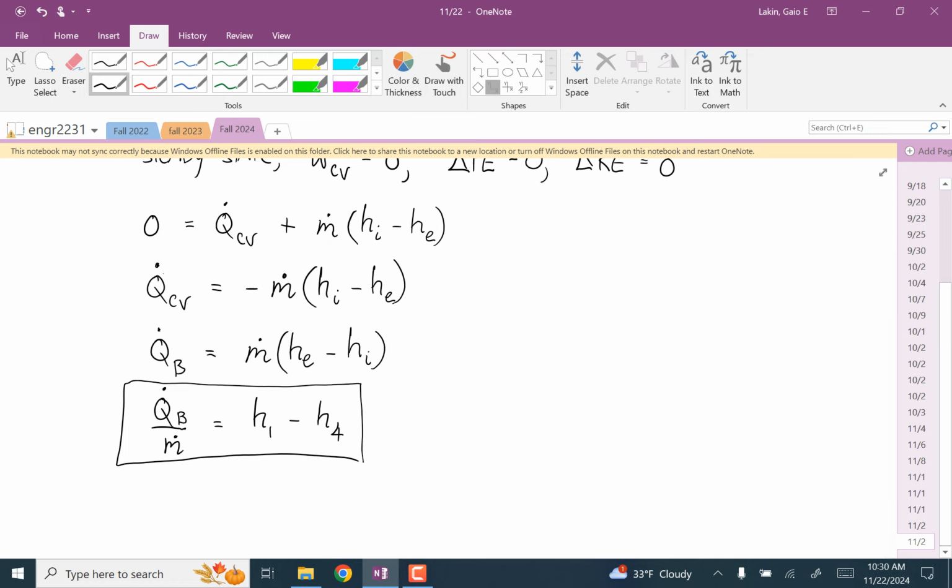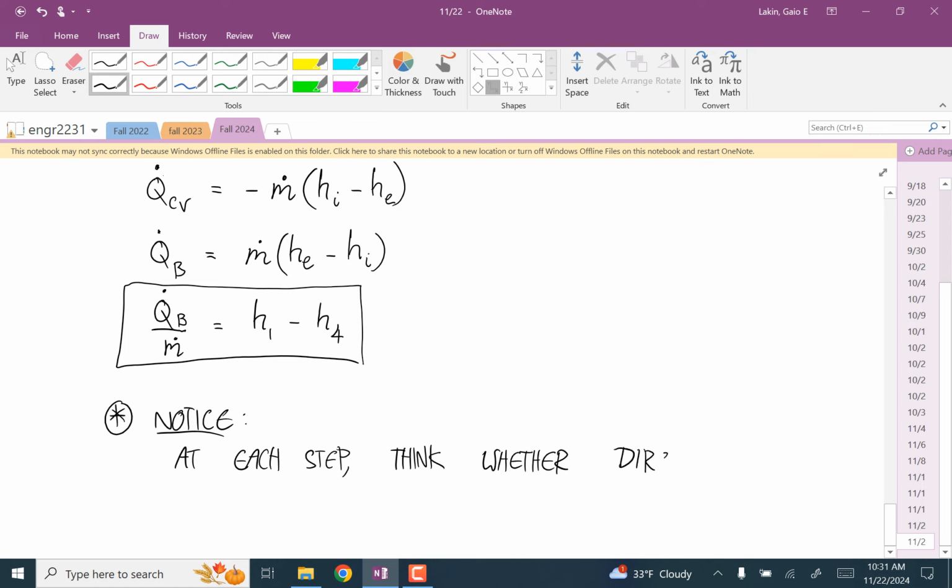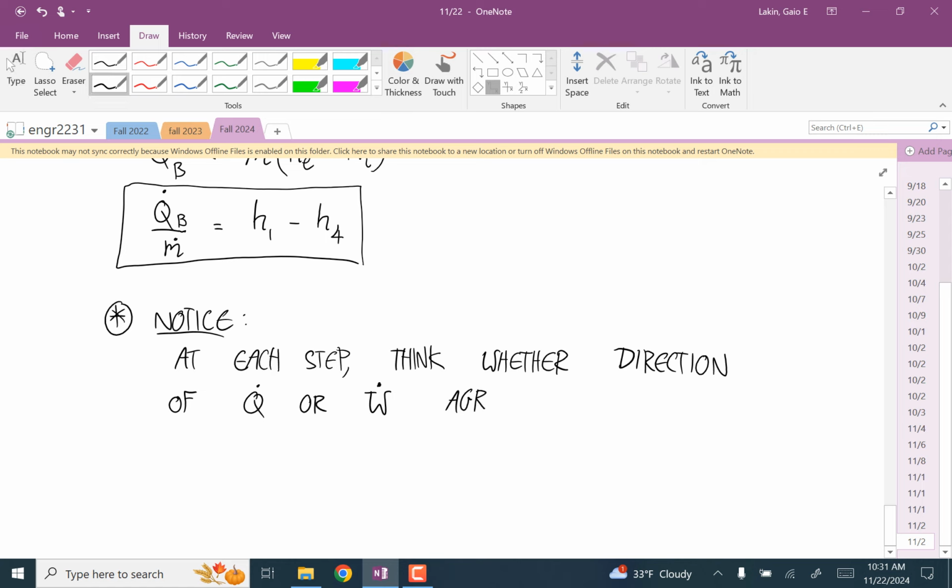Okay, so the thing to remember here is that at each step, we had to think about whether the direction of Q dot or W dot agreed with the first law sign convention.